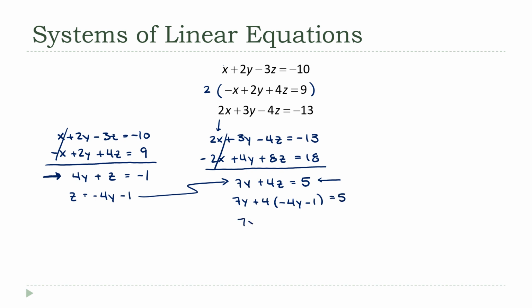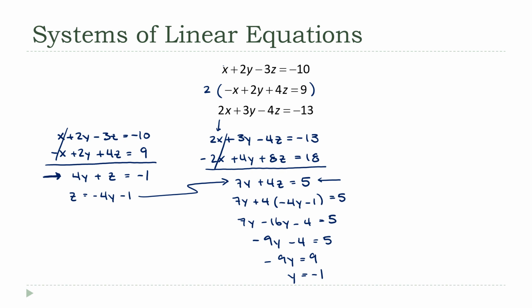Distribute the 4: 7y minus 16y minus 4 equals 5. And I combine the like terms. 7 minus 16, that's minus 9y minus 4 equals 5. Move the 4 over. Minus 9y equals 9. Now look at that. It comes out nice. y equals negative 1. Okay. Now I've got the first third of my answer. I need a y value. That's great. I also need x and z values.